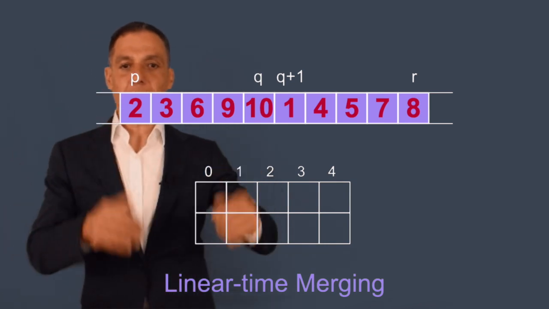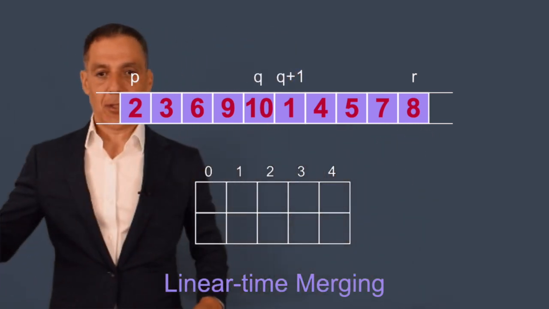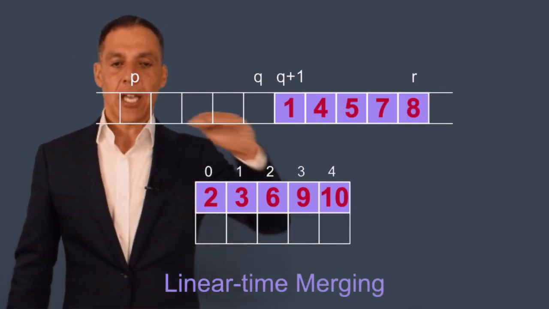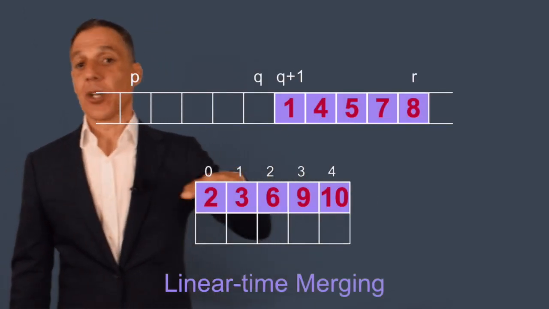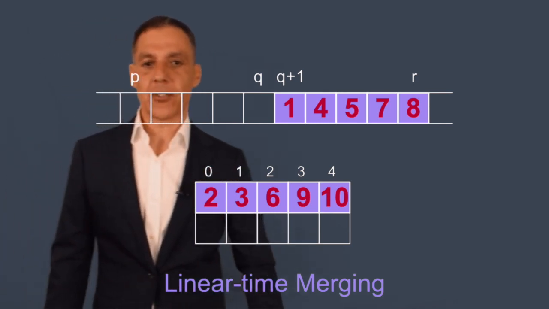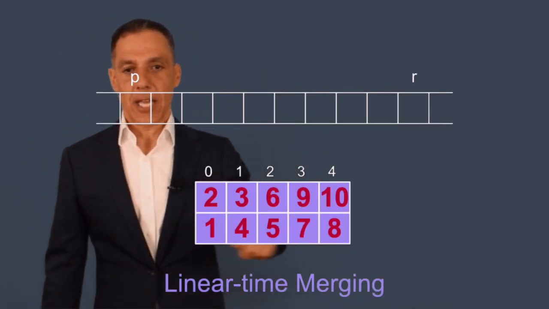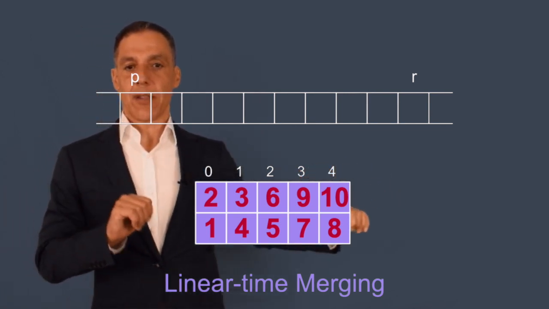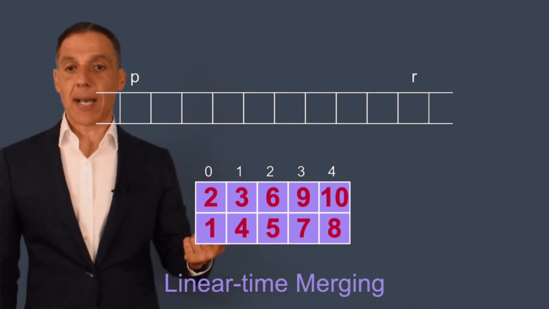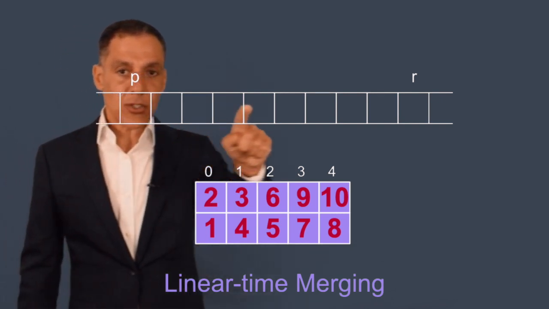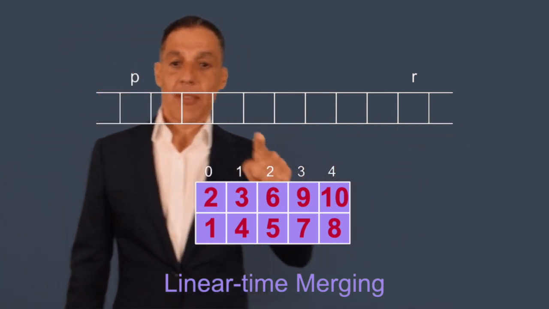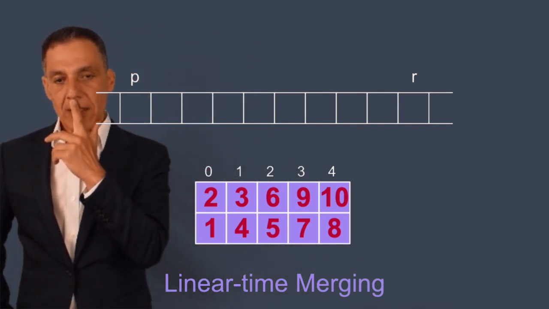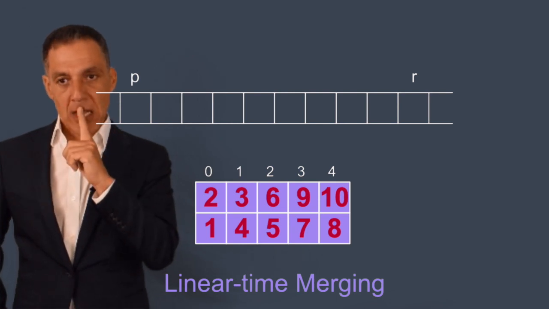I take my first 5 elements and my second 5 elements, and I'm going to throw them into a two-dimensional array. Let's take 2, 3, 6, 9, 10 and put it in the top here. This is just for us to visualize it; you don't have to literally do this. And let's take 1, 4, 5, 7, 8 and put it along the bottom. Again, these 5 elements are sorted, these 5 elements are sorted, and my job now is to create a single sorted list of 10 elements with all of these in the right order. And I want to do that in linear time. So how do I do that?